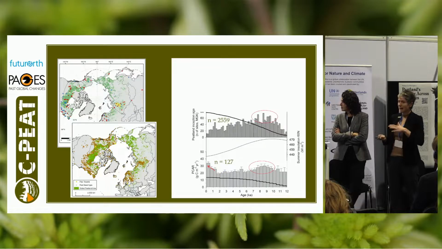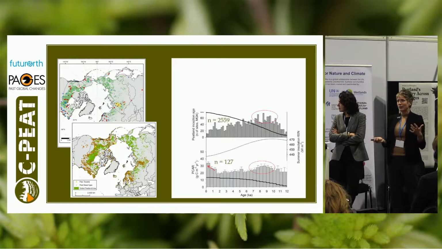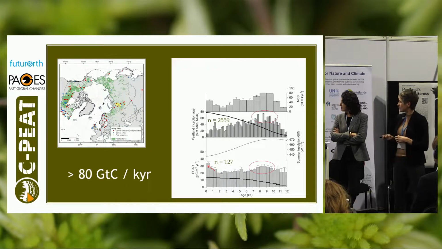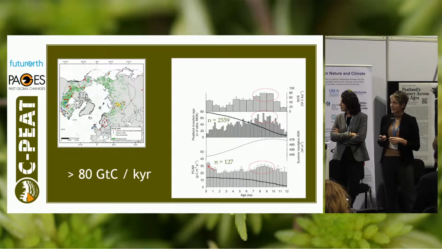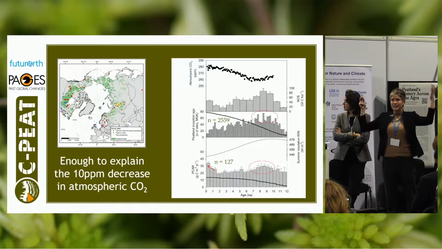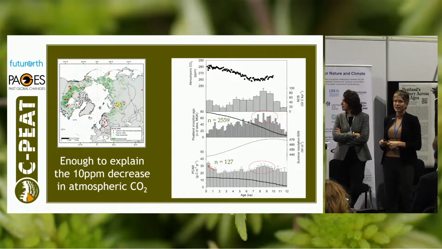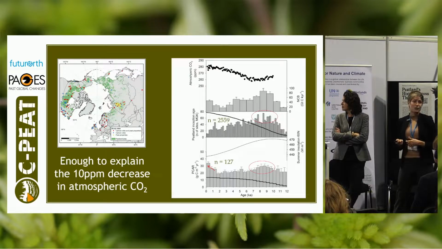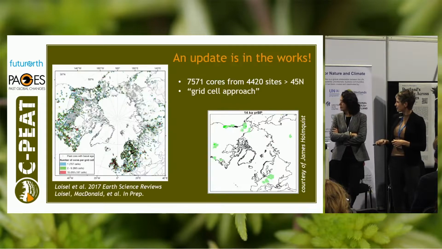And when we combine vertical and horizontal, we can calculate the amount of net carbon sequestration by these ecosystems. This is what you see here. During the early Holocene, the net carbon balance of these ecosystems was over 80 gigatons of carbon per 1,000 years, which we estimate is more than enough to explain the global decrease in atmospheric CO2 concentration that has been recorded in ice cores in Greenland.